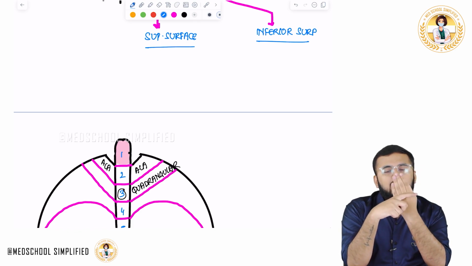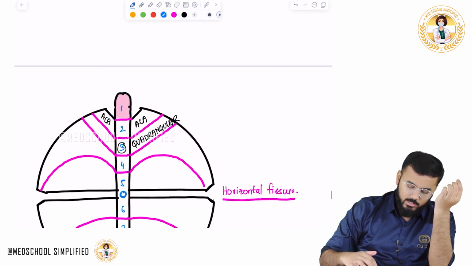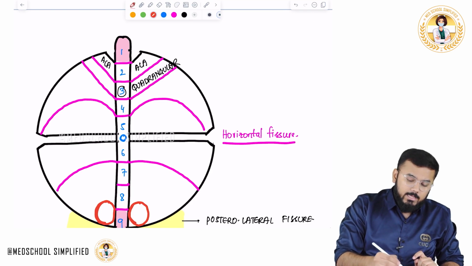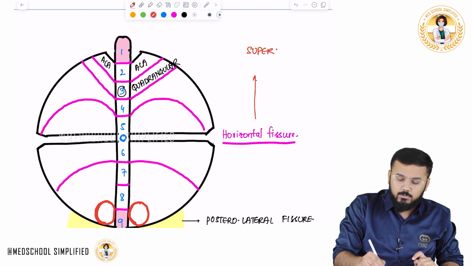What is this division in between? This division in between is nothing but your horizontal fissure. You see the horizontal fissure here? So can I say that anything above this horizontal fissure is called the superior surface of the cerebellum?